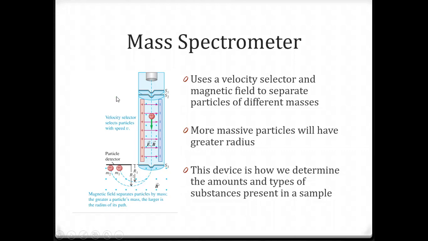So basically we have a magnetic field in this whole region, and the particles will undergo that centripetal force motion. Now if we look at mv squared over r, more massive particles would travel in a greater radius. So we can then collect particles based upon mass over on this detector. What this device really does is help us determine the amount and types of substances present in a sample. Usually we singly ionize everything, so we know their charges are all the same, and that way this radius is going to be solely dependent on mass.